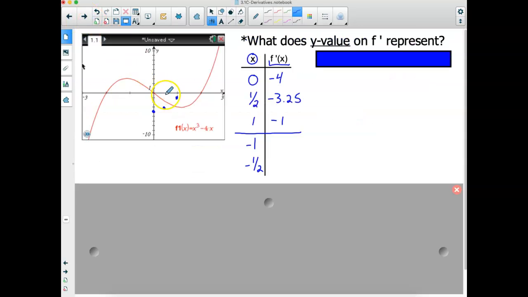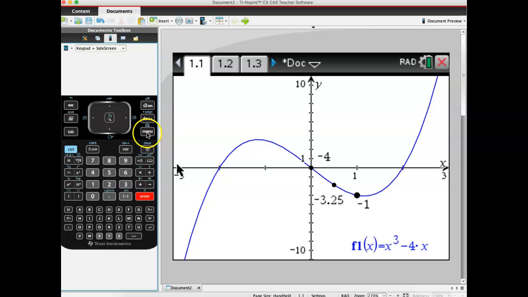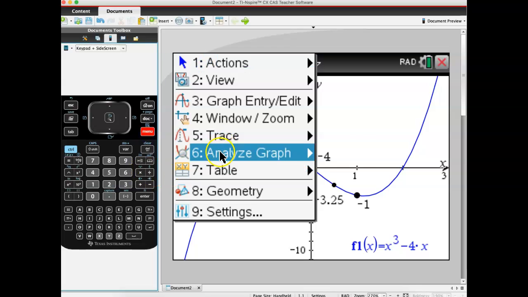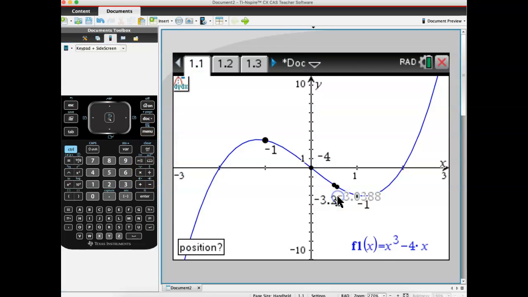And I'm going to get these other 2 points here. I'm going to get -1 and -1/2 off my calculator. I'm going to give it a menu 66, and I'm going to say position -1. So I can say, look, check it out, -1, and I'm going to give it another menu 66, and -0.5, and check it out, that's a -3.25.